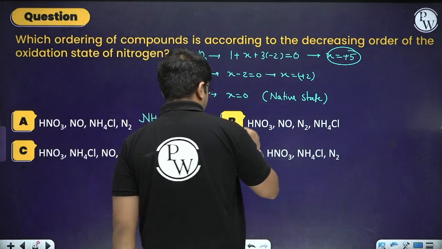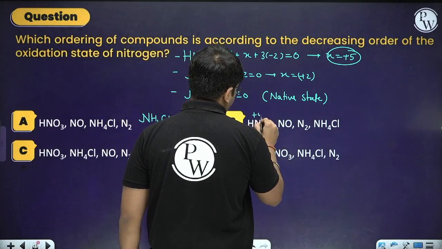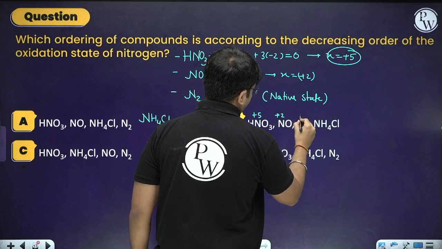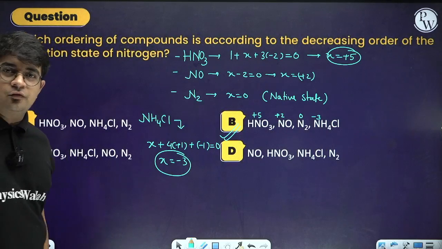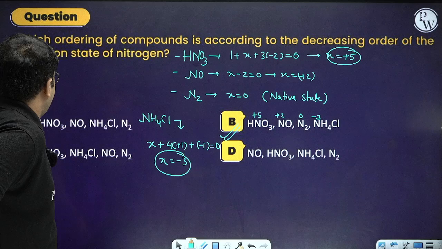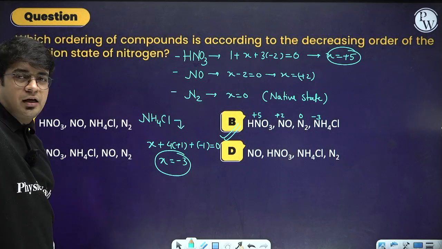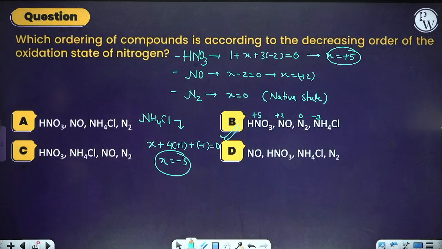Option number B. So +5, +2, 0 and -3. That will be the decreasing order of oxidation state. Okay, I hope this part is clear. Just have a look at it.